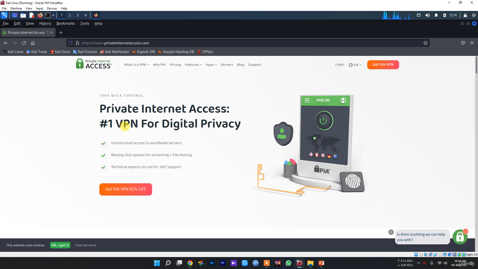So let's talk about the pros. It has advanced encryption options, including OpenVPN and WireGuard, and it also has a no logs policy, proven in code, which is a good thing, and it has a huge network of servers.